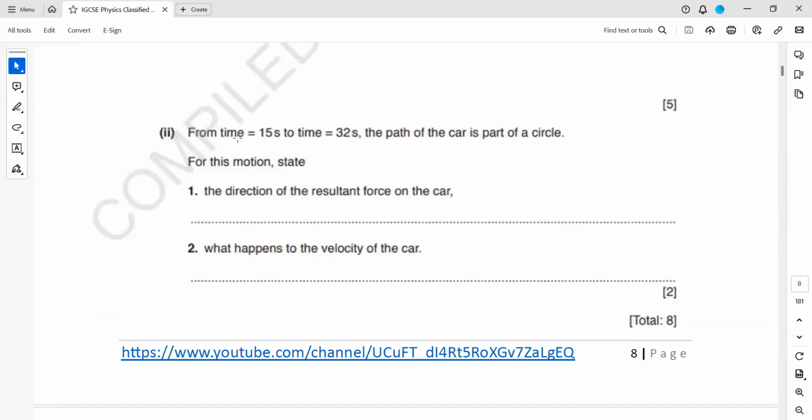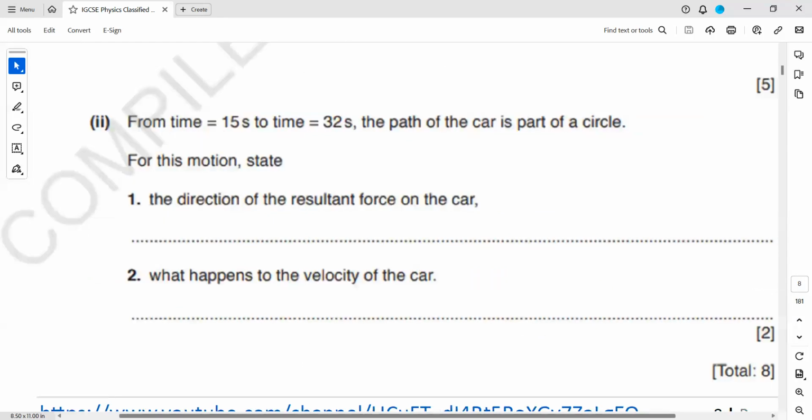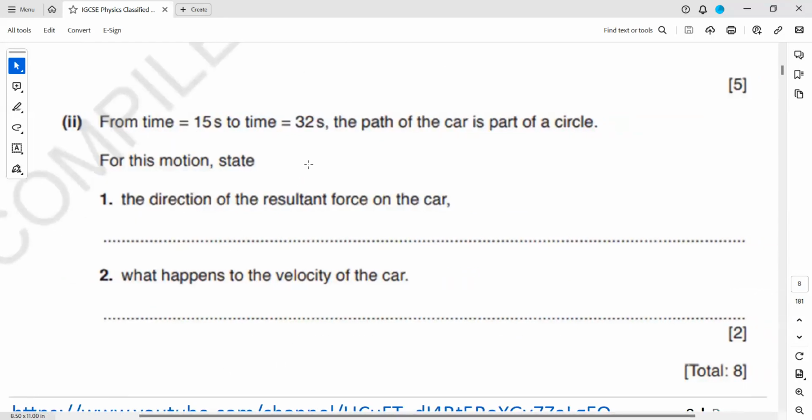For the time 15 to 32 seconds, the car was in a circular path. What is the direction of the resultant force for this motion? When an object moves in a circular path, what is the direction of the force? Whenever any object moves in a circular path, the force should always act towards the center. So the direction of the resultant force on the car is towards the center.